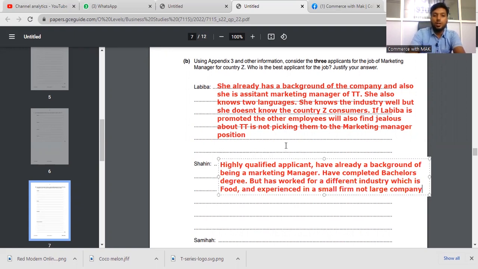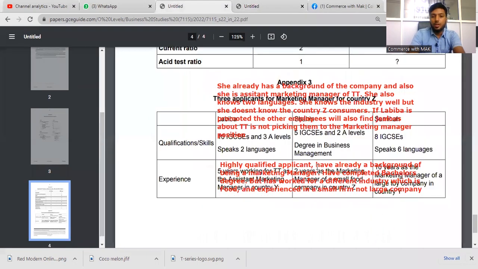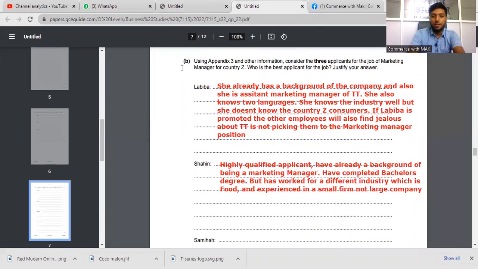So the good thing is he's also from country Z. You can see here, I can show you. He's from country Z, but the problem is though he knows the culture, they are a bit scared to take him because of the knowledge he has when it comes to the different industry. So you can also write he is from country Z, so he has a knowledge of this country's culture.